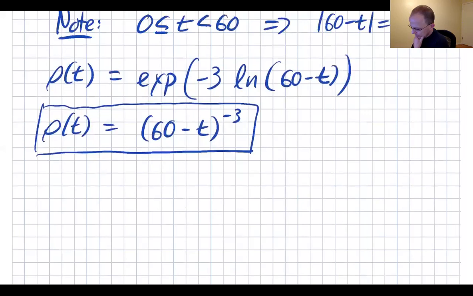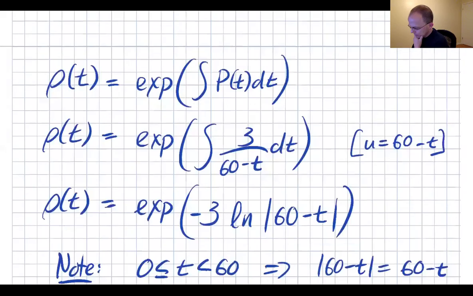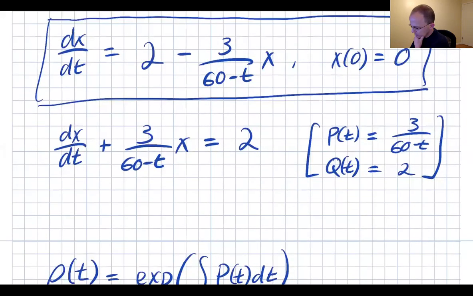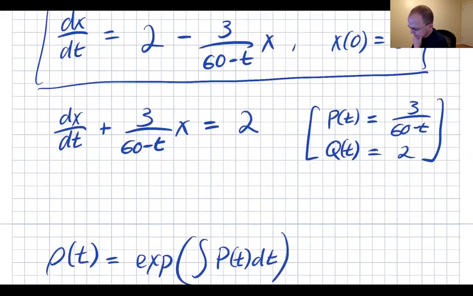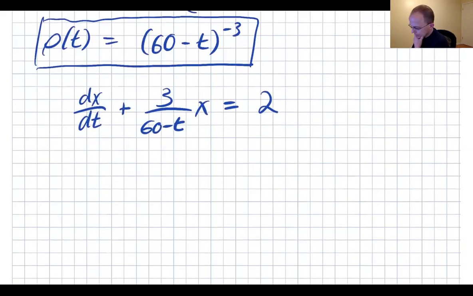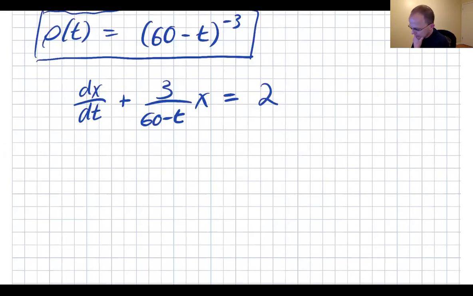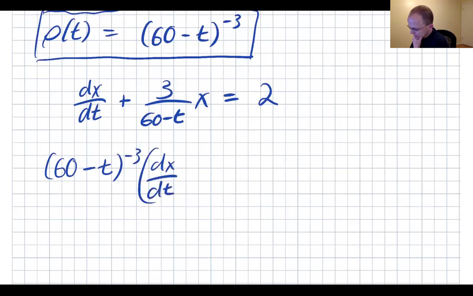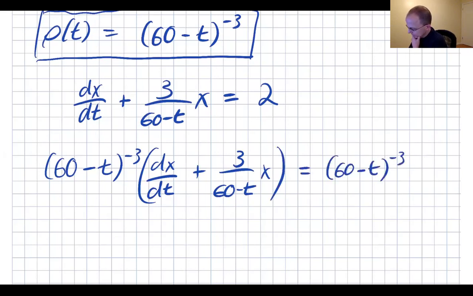So what do we do with this? We're going to take this integrating factor and multiply both sides of our differential equation. So I'll grab this and head down here. So let's multiply both sides by this 60 minus t to the -3. So that'll be times dx dt plus 3 over 60 minus t times x is equal to 60 minus t to the -3 times 2.